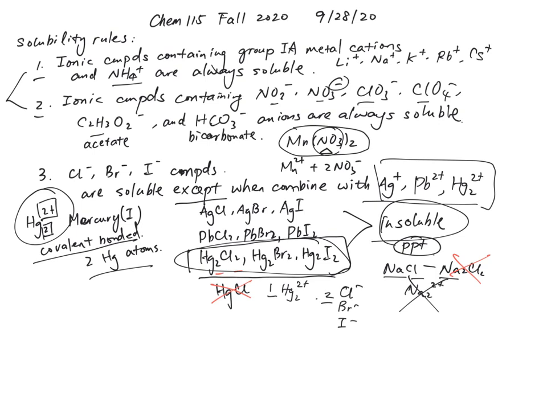Okay, but coming back to our main point, rule number 3 of solubility rules is chloride, bromide, iodide compounds are soluble except when they're combining with these 3 positive ions. Rule number 4 is also a soluble with exception rule. And this time we deal with only one negative ion.